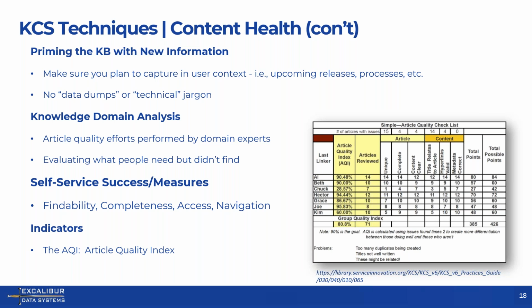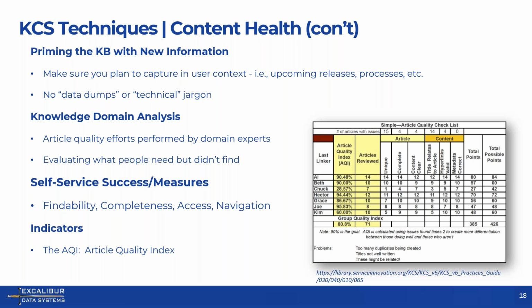But we're still not doing any sort of big data dumps, especially from our old legacy database, and we're still trying to make sure that we're creating that content in a way that is applicable and within the context of the user. We talked a little bit about knowledge domain analysis, so looking at the quality of the articles, evaluating what people needed but maybe didn't find. Then we're also evaluating the self-service success. This is where a lot of technology will actually help us, because we can ascertain to a certain degree whether people found what they were looking for. With feedback from them, we can understand the completeness of various articles, even down to really understanding how people navigate to find the stuff that they're looking for.